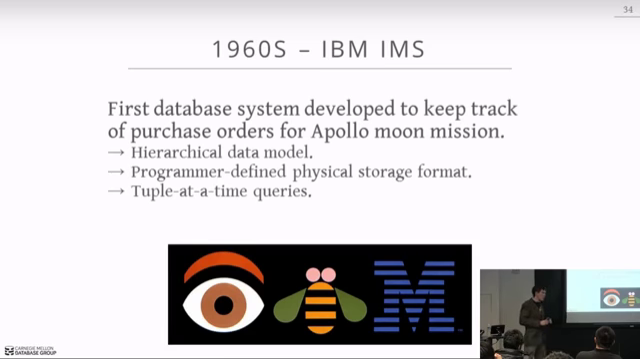And IMS is based on 3 key ideas. The first is that you have a hierarchical data model. I'll show what that means in a second. The second is programmer-defined storage layouts for the actual collections of data. What that means is, say I have 2 collections of data, think of them as tables. You would say, I want this table to be represented as a B+ tree, and this table to be represented as a hash table.